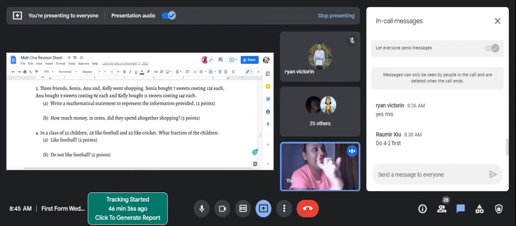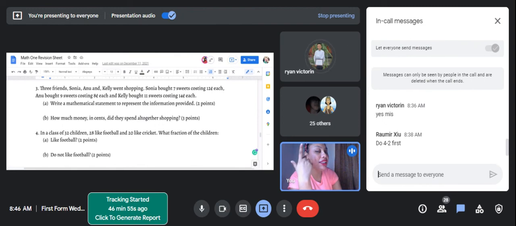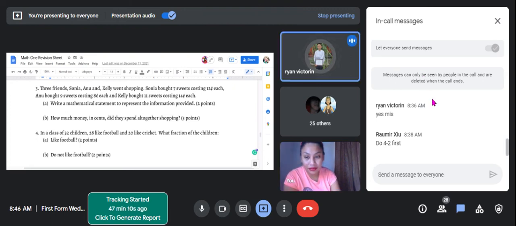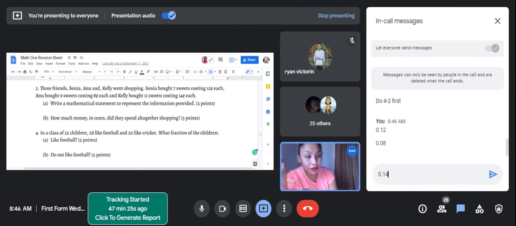How do you write 12 cents in money? Zero dollars and 12 cents. 0.12. So how do I write 8 cents? 0.08. Very good. And how do I write 14 cents? 0.14. So 0.12, 0.08, and 0.14. That is how we represent 12 cents, 8 cents, and 14 cents.